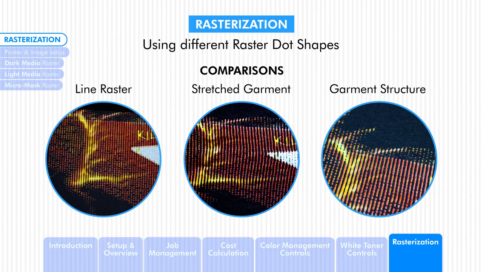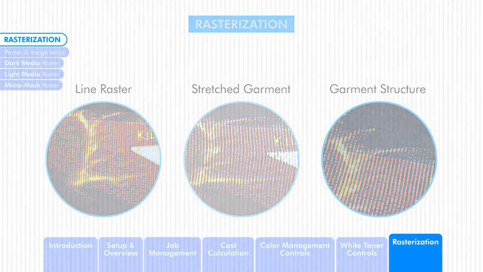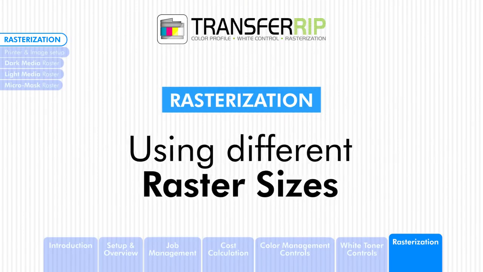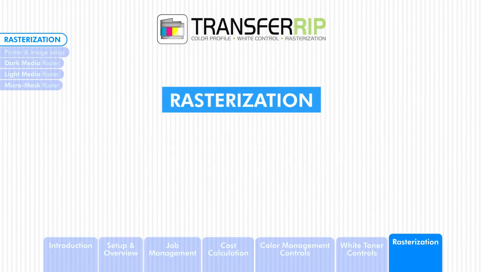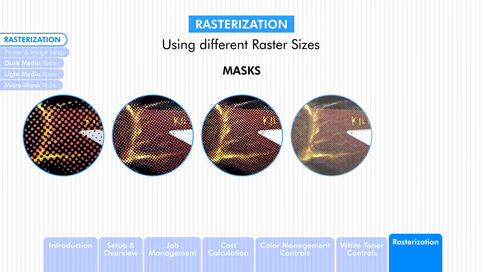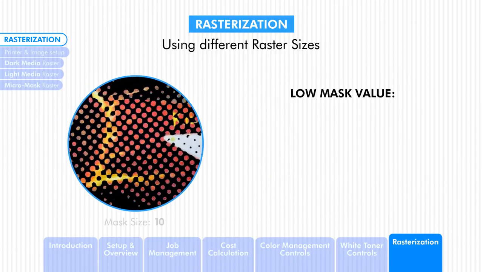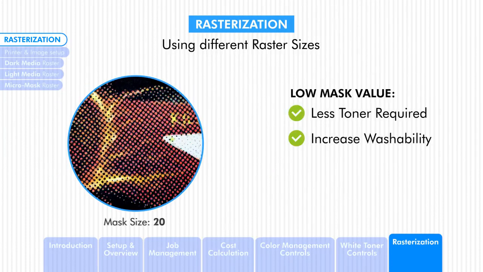By choosing the line raster, the printed image is cut up into very fine lines, which match the structure of the cotton garment. So as the cotton garment moves or stretches, the design simply moves with it, without causing any cracks to the image. Each raster dot shape can be customized to fit your image or situation, using different dot sizes. The standard size we recommend is a max size between 25 and 30. You can increase the washability of your image or soften the touch by using a lower mask size.